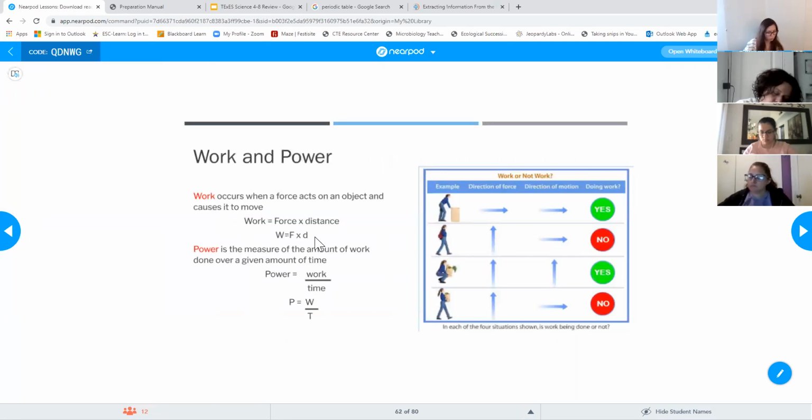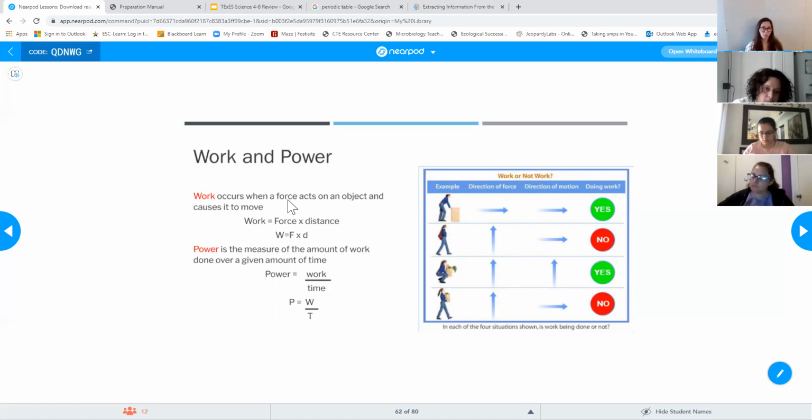Now, when it comes to energy, that is going to be related to work and power. In science, the definition for work has to do with forces and movement. Work occurs when a force acts on an object and causes it to move. So if I'm pushing against the wall with all my might, I could work up a sweat. I could be sore afterwards.